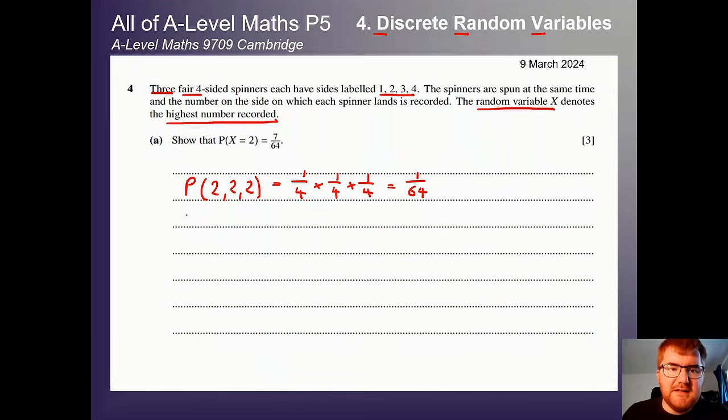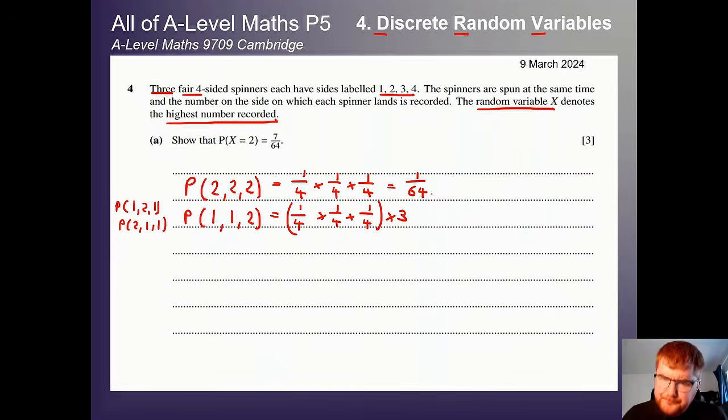We also have another possibility, which is we could have 1, 1, and then 2, and also all the combinations around that. So I've labelled this as 1, 1, 2, but we could have 1, 2, 1, and 2, 1, 1. So let's work out one of these first of all. So the probability of a 1, well, that's going to be 1 out of 4. Probability of a 1, 1 out of 4. Probability of a 2, 1 out of 4. But we have 3 different ways of doing this. If I just write these out, we can have 1, 2, 1, and we could also have 2, 1, 1 as well. So that's going to give us 1 over 64 times 3, so that's going to be 3 over 64.